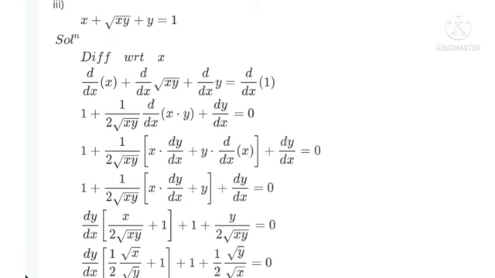Now similarly the third example, x plus root xy plus y is equal to 1. Differentiate with respect to x, we get d by dx of x plus d by dx of root xy plus d by dx of y is equal to d by dx of 1. What is the derivative of x? We know the derivative of x is 1. Here, what is the derivative of root xy? 1 upon 2 root xy into again the derivative of xy. Here the derivative of y with respect to x is dy by dx and the derivative of a constant term is 0. Okay, understand?